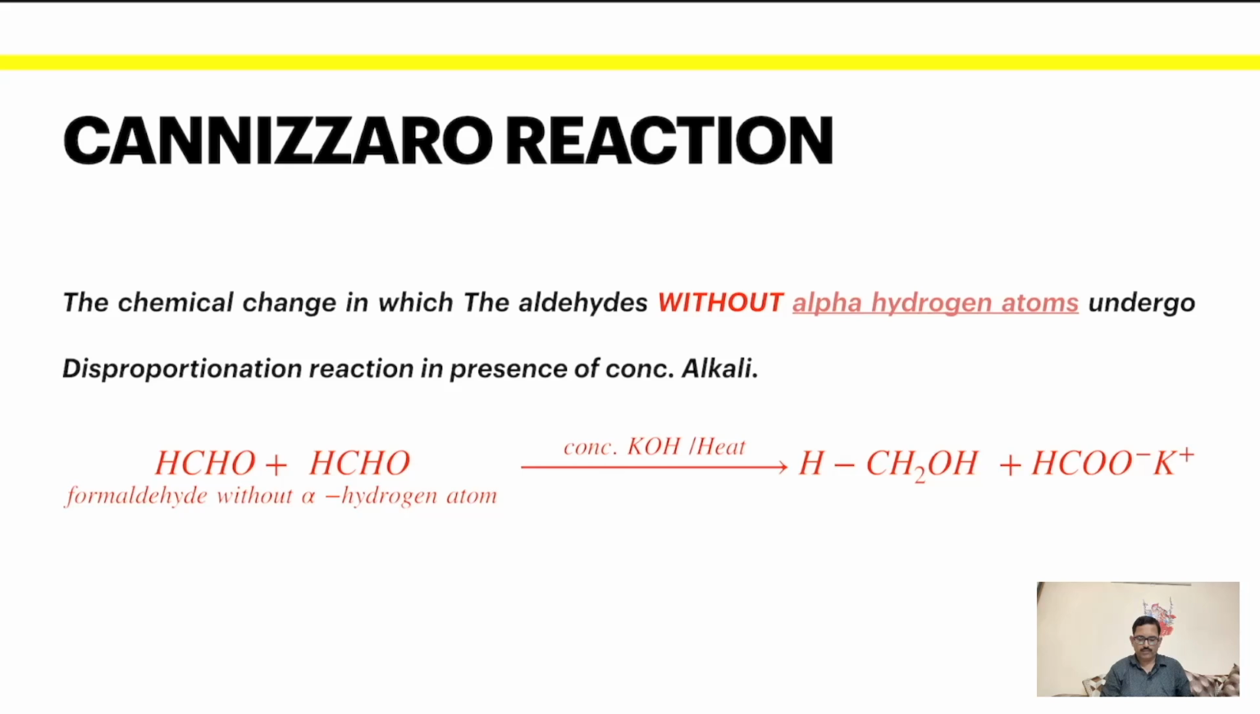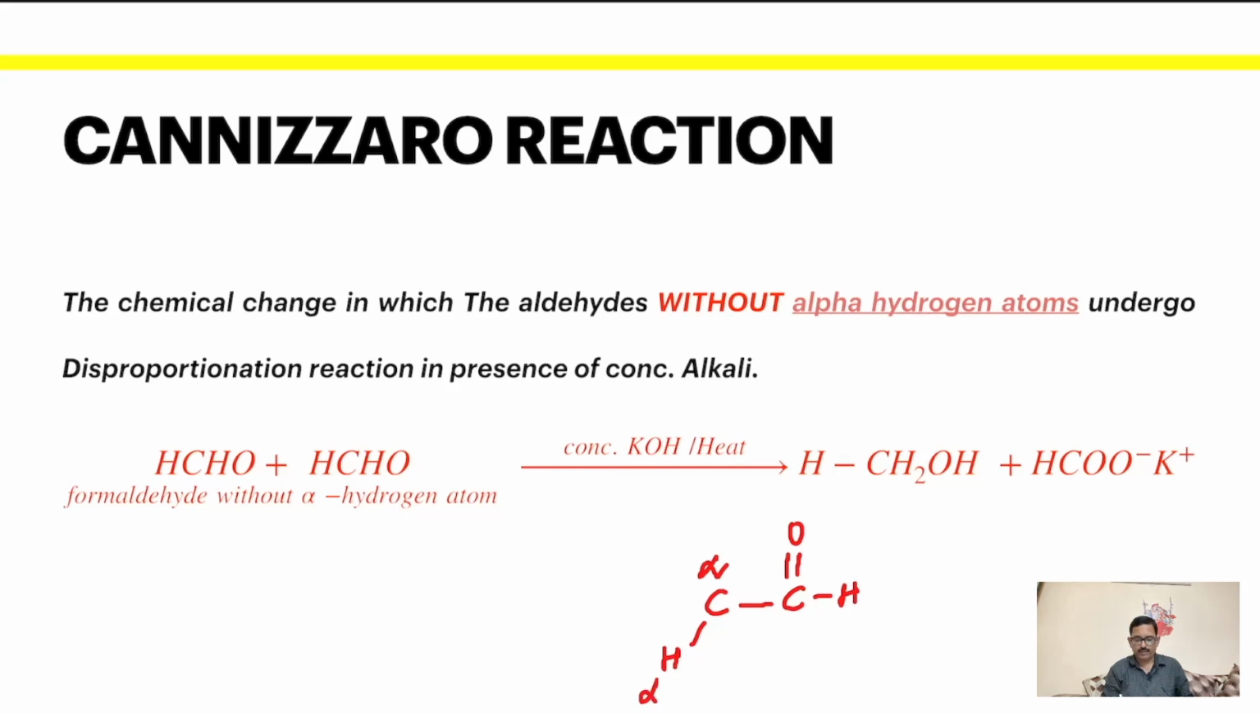For example, when we consider formaldehyde, which does not contain any alpha hydrogen, it undergoes this reaction and forms a pair of compounds, methanol and the potassium salt of formic acid. The remarkable thing is that this reaction always takes place for those aldehydes which do not contain any alpha hydrogen. When we talk about a disproportionation reaction, we must understand that oxidation and reduction together take place.